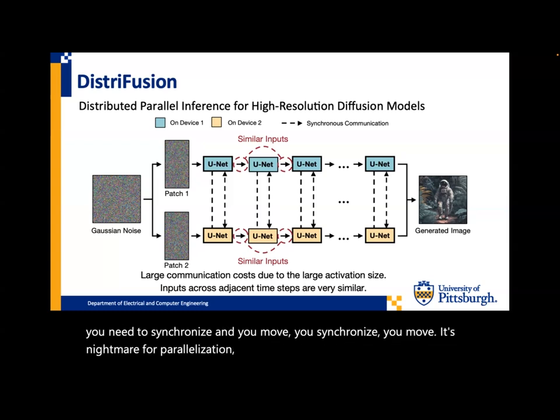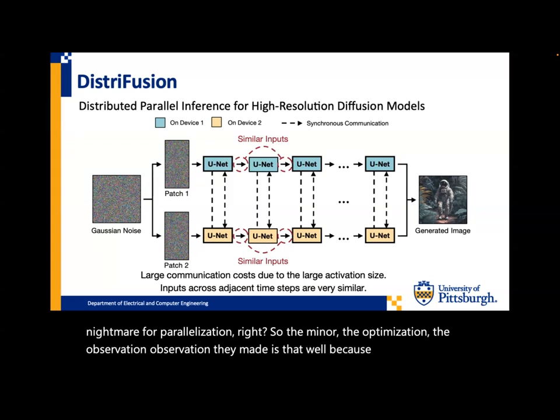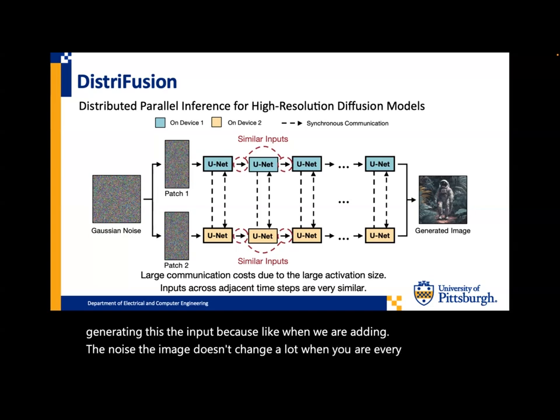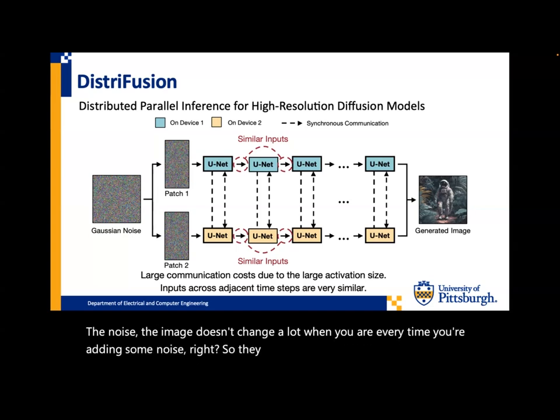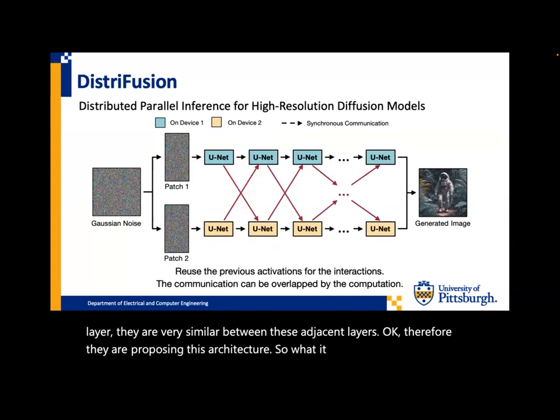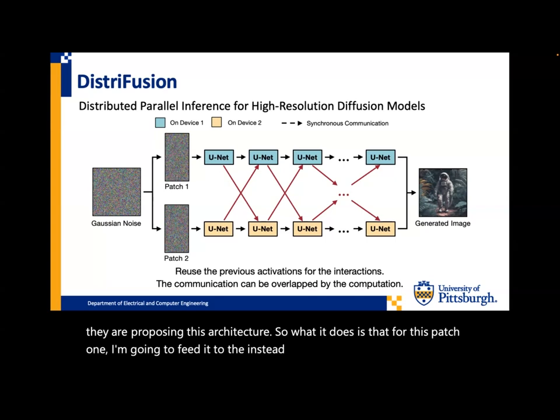So the optimization, the observation they made is that, because when we are adding the noise, the image doesn't change a lot each time you add some noise, right? So they found that the inputs to each layer are very similar between these adjacent layers. Therefore they propose this architecture. What it does is that for this patch 1, instead of feeding it to my corresponding layer, I'm going to feed it into the next layer.